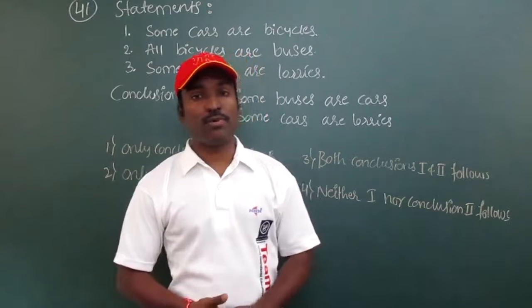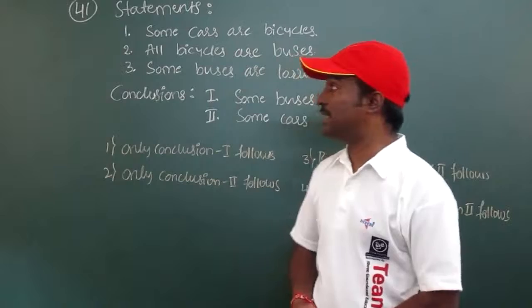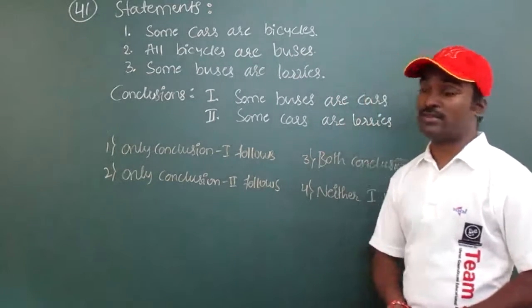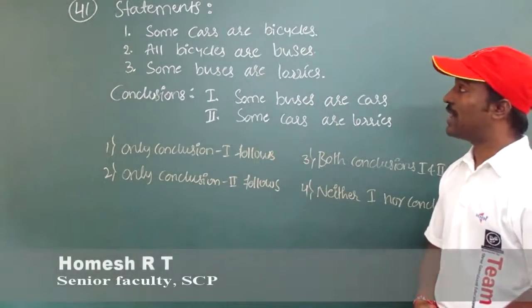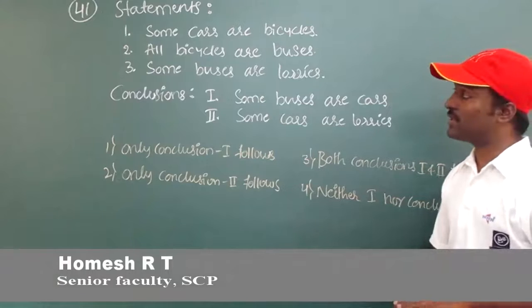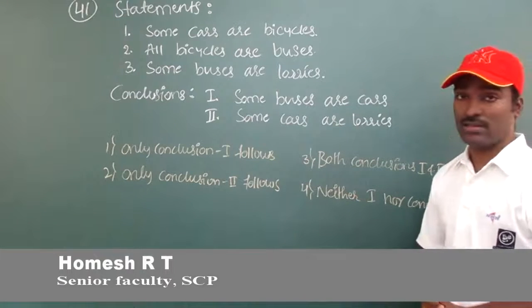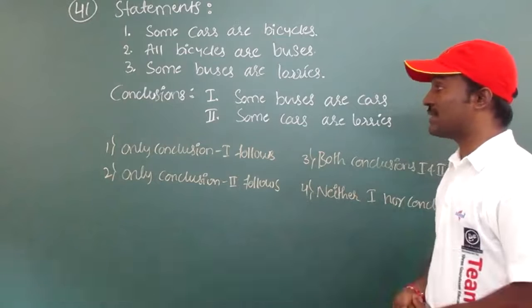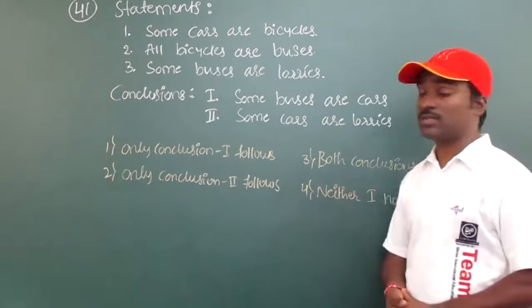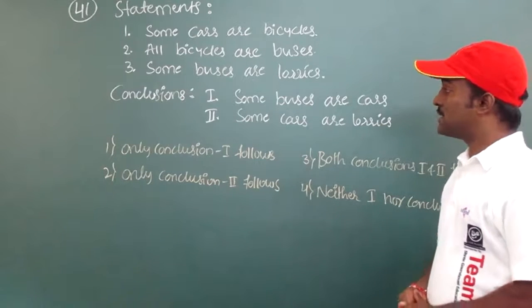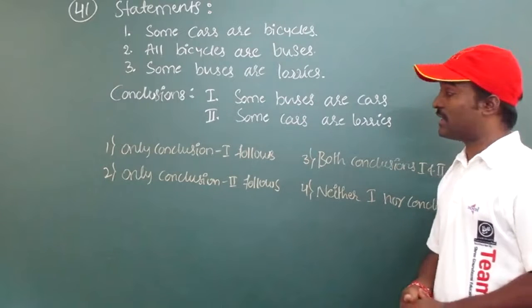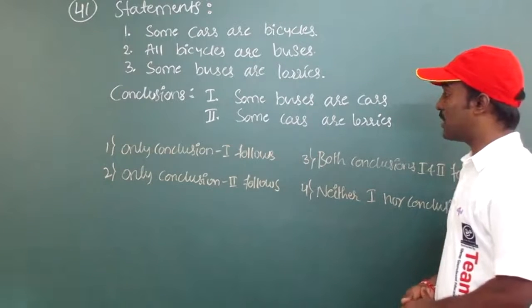Well friends, here is problem number 41 and the given question is, here they have given statements. The first statement is, some cars are bicycles. Second statement is, all bicycles are buses. Third statement is, some buses are lorries. And they have given two conclusions. First conclusion, some buses are cars. Second conclusion, some cars are lorries.